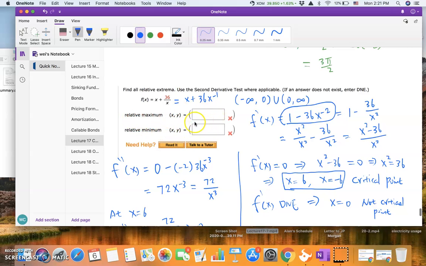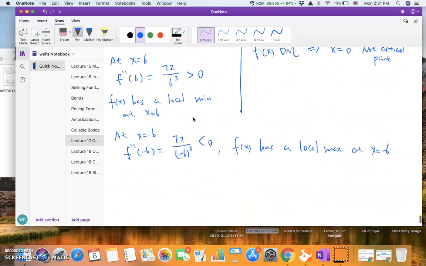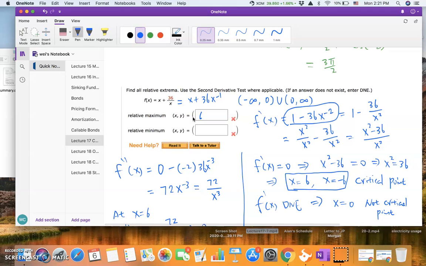Then, because the question asks for the coordinate of that point, for the maximum, the x coordinate is -6. And to find the y coordinate, we plug the -6 into our original function. So that would be f of -6, which is -6 minus 6, which is -12.